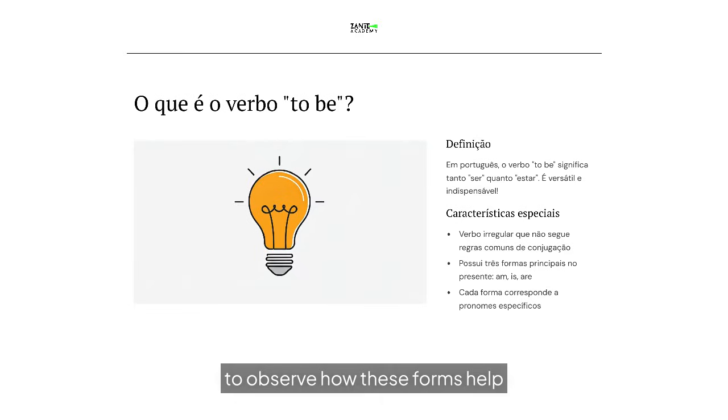It's interesting to observe how these forms help clarify who or what we are talking about in a sentence. Think about it. If we didn't have these distinct forms, sentences might become confusing. Imagine saying, "He are happy," instead of "he is happy." It just doesn't sound right, does it? As we move on, we'll explore how to use these forms in affirmative sentences, negative constructions, and questions. Mastering these aspects will help you communicate effectively and confidently.